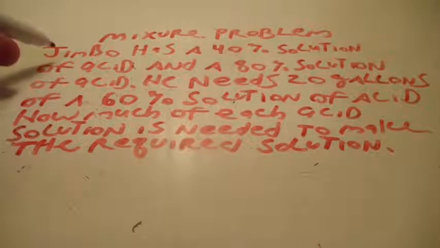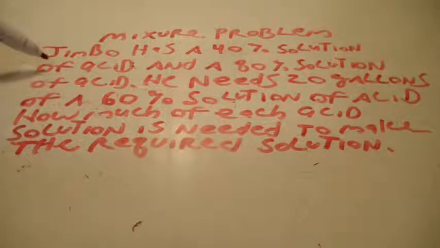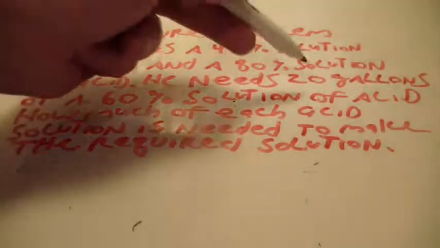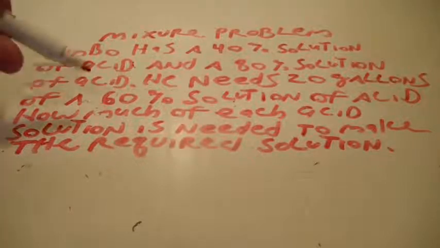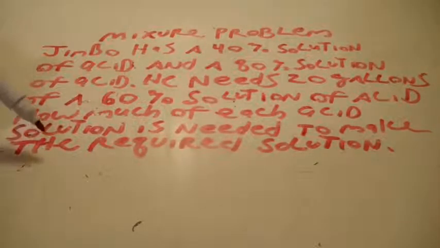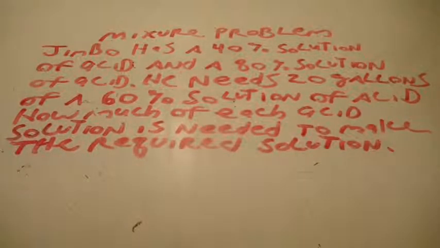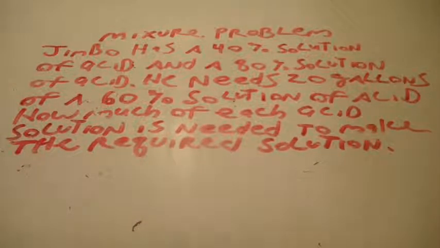Let's read the word problem. It says Jimbo has a 40% solution of acid and a 80% solution of acid. He needs 20 gallons of a 60% solution of acid. How much of each acid solution is needed to make the required solution? Okay, so this is a great problem, and it's going to come together quite nicely.